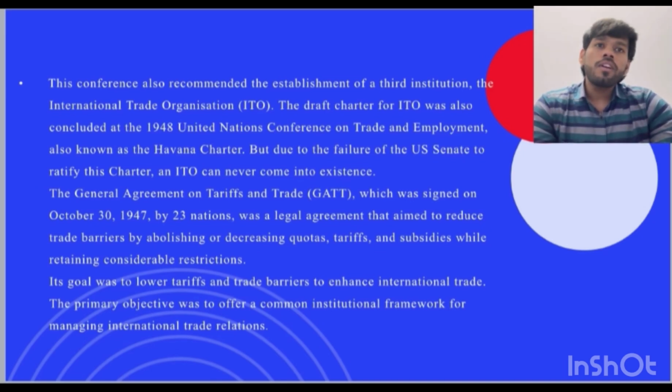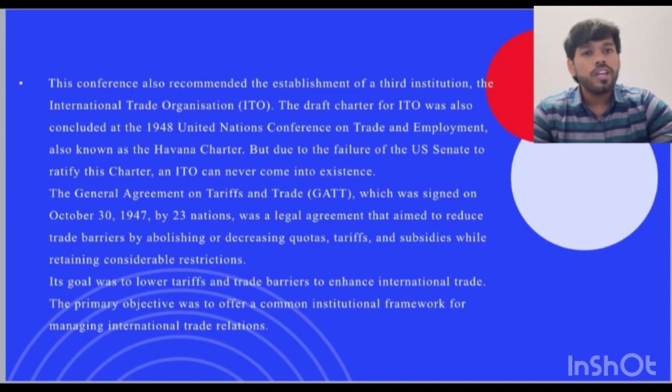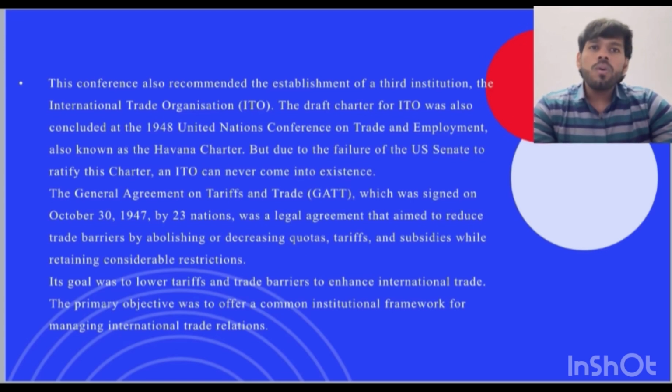The General Agreement on Tariffs and Trade, which means GATT, was signed on October 30, 1947 by 23 nations. It was a legal agreement that aimed to reduce tariff barriers by abolishing and decreasing quotas and tariffs, while retaining some restrictions. The main and premier goal was to lower tariffs and trade barriers to enhance international trade. The primary objective was to offer a common institutional framework for managing international trade relations.